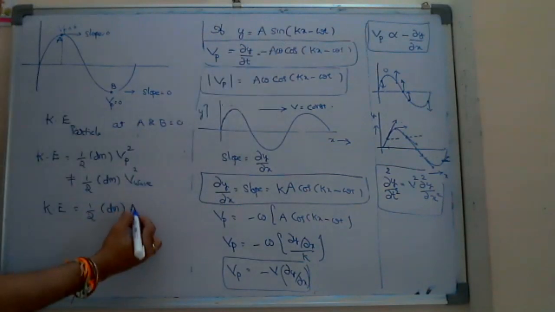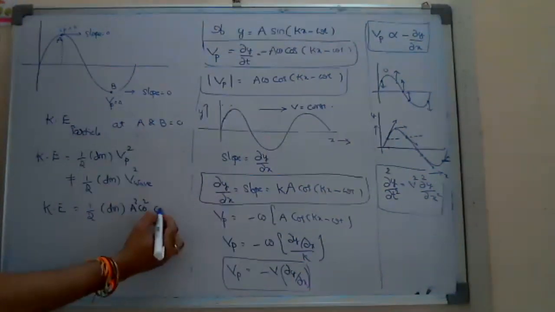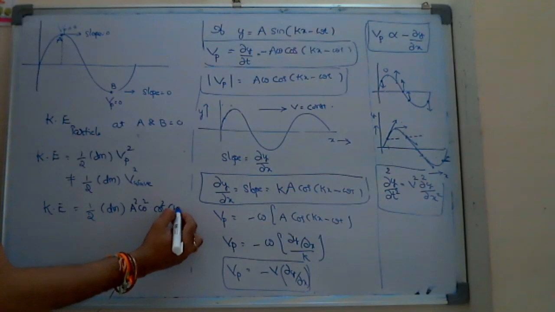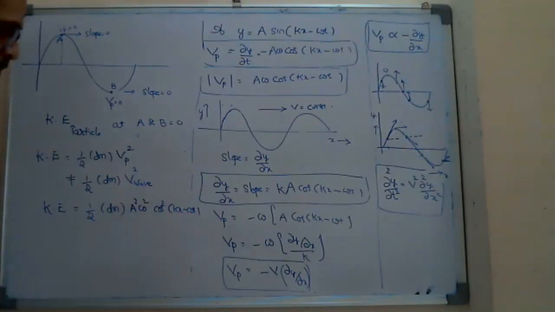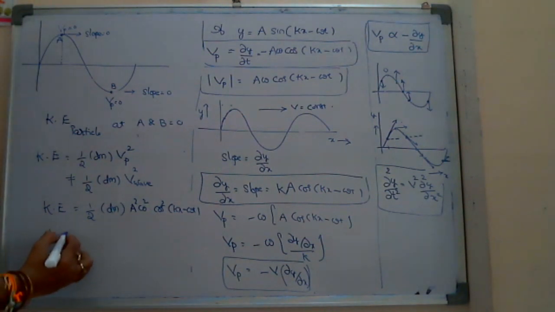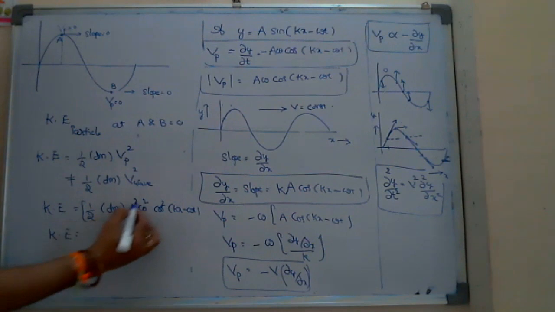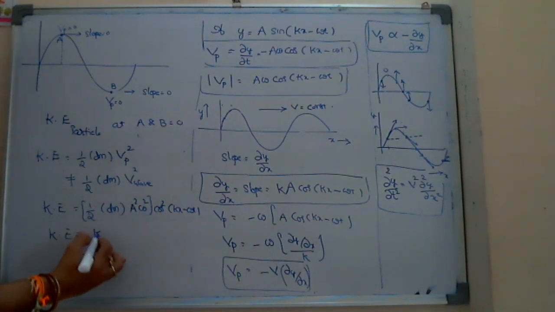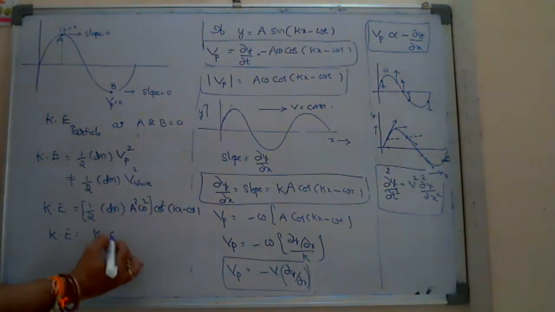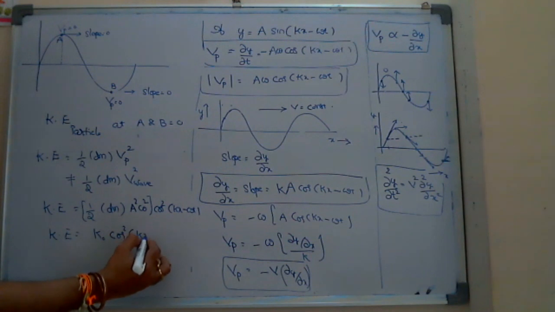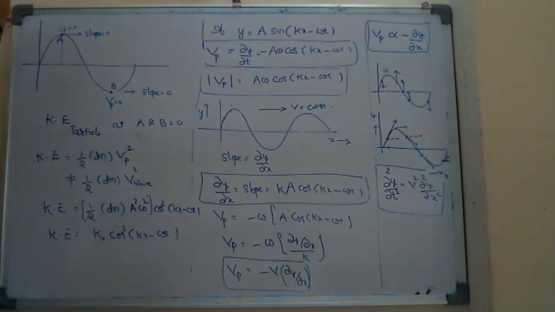So a square omega square. There I am getting cos square kx minus omega t. And that kinetic energy appears like some constant, say K naught, into cos square kx minus omega t.